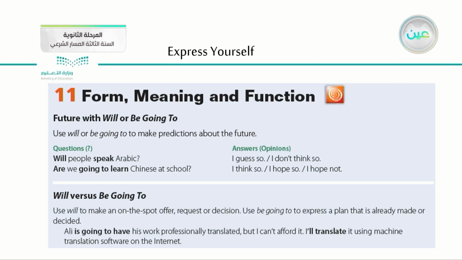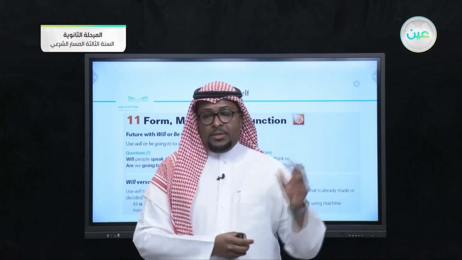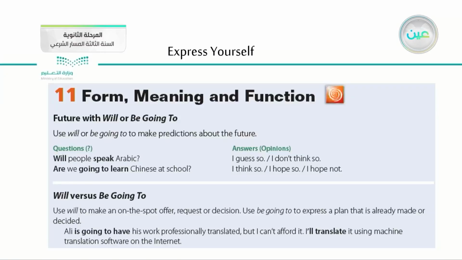If we move to this part, which is will versus be going to, we use will to make known the spot of request or decision. Use be going to express a plan that is already made or decided. So here we'll go over other important parts in this tense, which is actually how to use the future will and be going to in offering, requesting, making decisions, and of course planning.